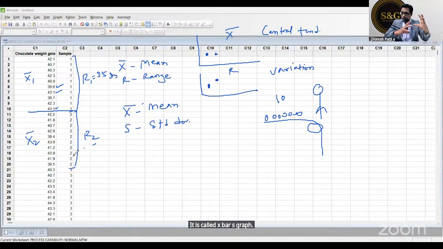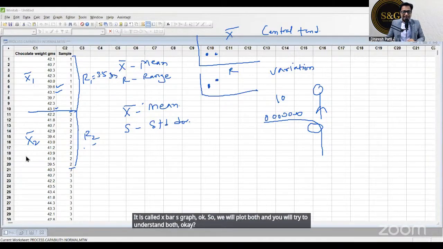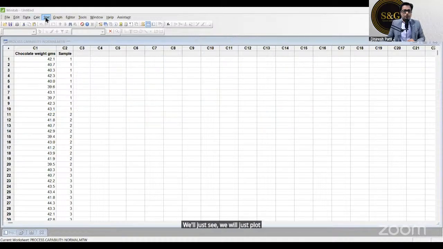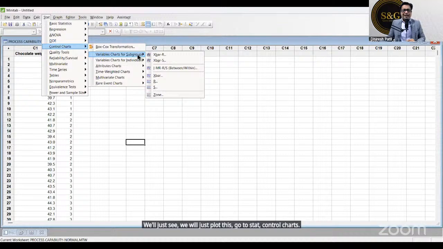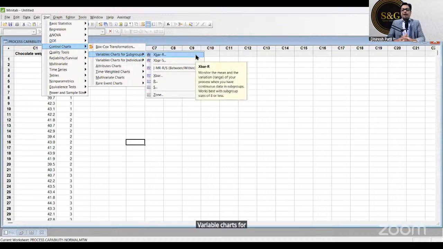So we'll plot both and you will try to understand both. We will just plot this. Go to Stat, Control Charts, Variable Charts for Subgroups, and X bar R. Just follow this path, please. Stat, Control Charts, Variable Charts for Subgroups, X bar R.